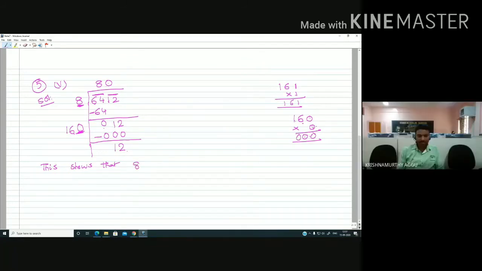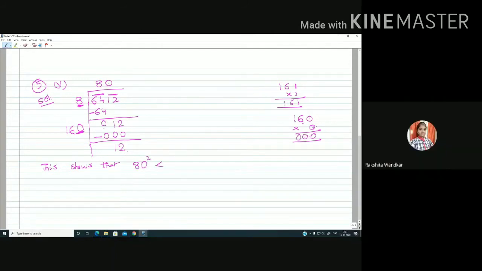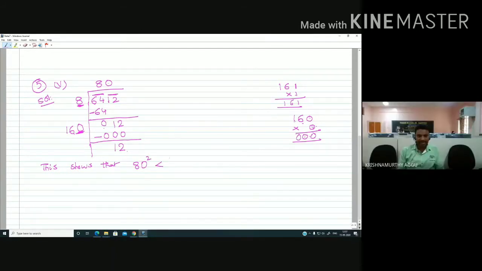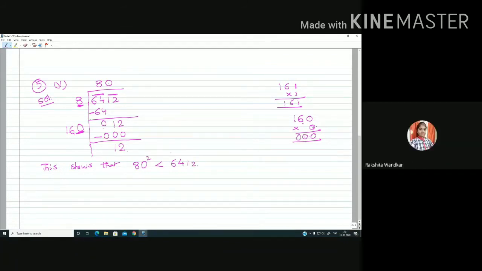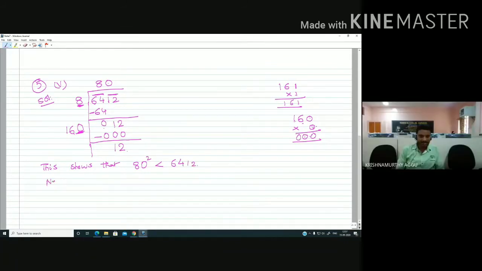Quotient. So that quotient square is less than the given number. What is the given number? 6,412. What is the next perfect square number?